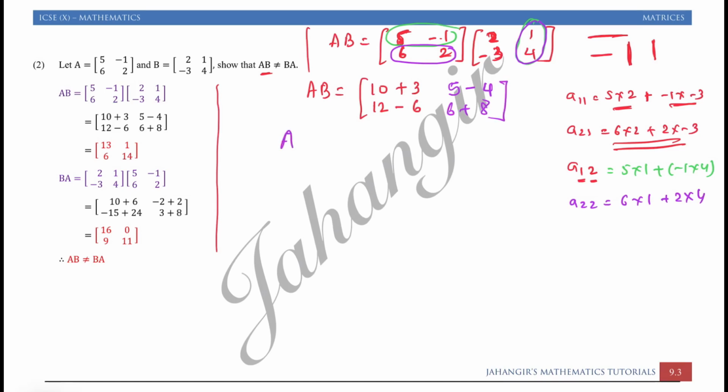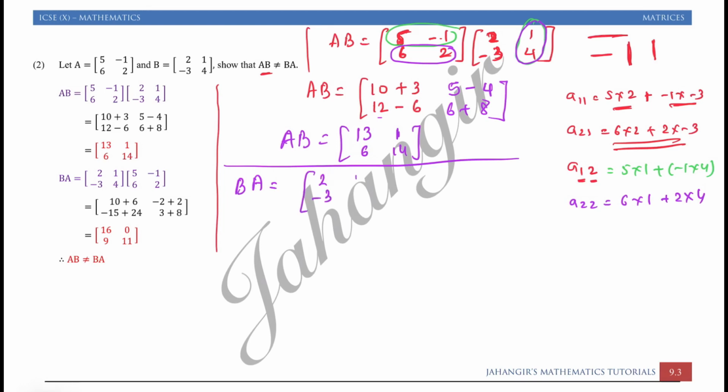So therefore AB is equal to 10 plus 3, 13, 12 minus 6 is 6, 5 minus 4 is 1, 6 plus 8 is 14. Okay, just add up, you will get the answer. We got AB, now we will find BA.